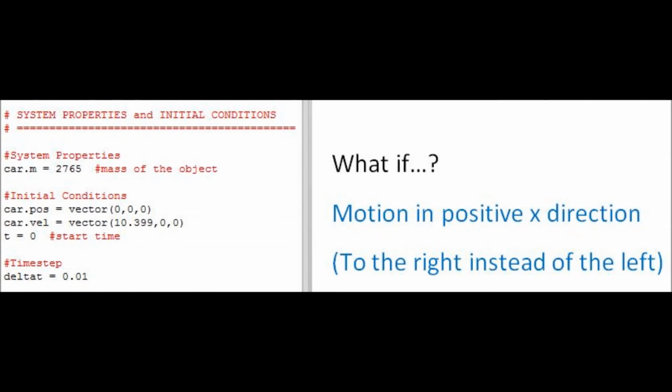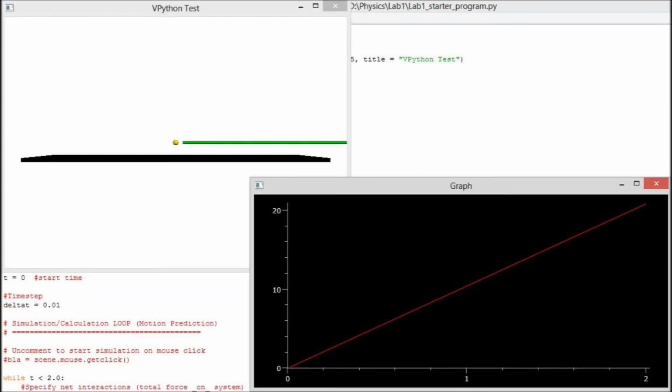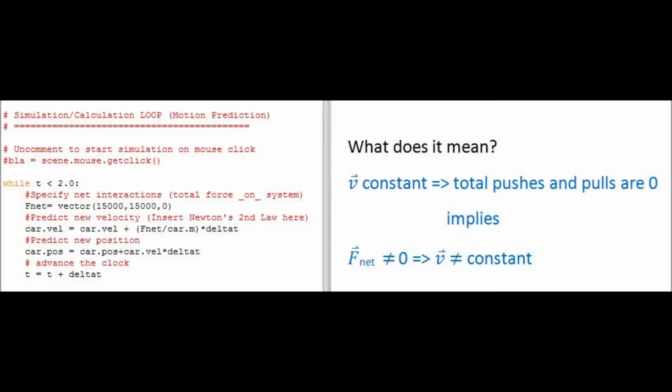So what if the motion was in the positive x direction? The only difference is that the velocity is positive and the graph would look different because position would get more positive over time as opposed to being more negative.